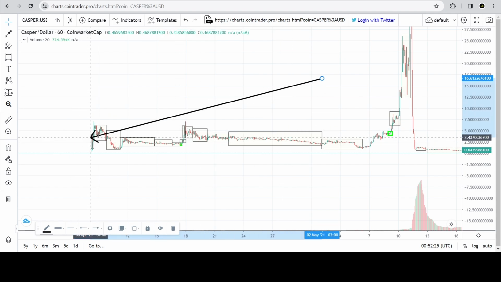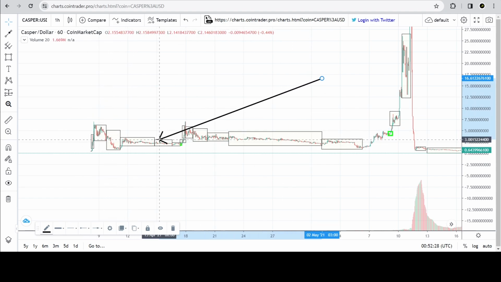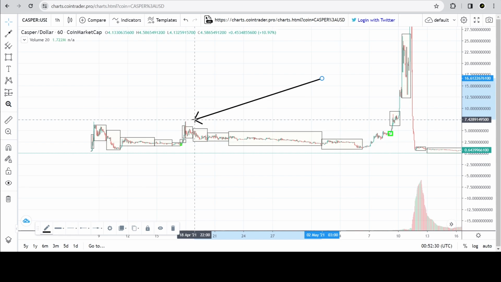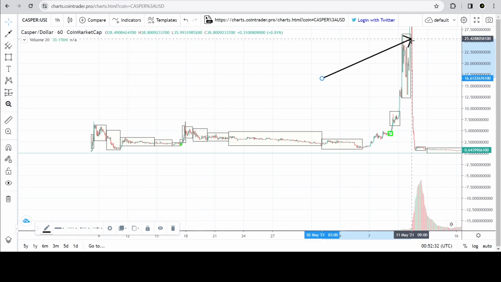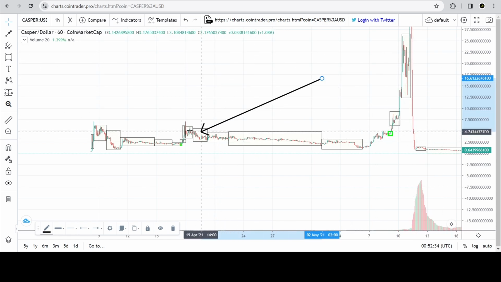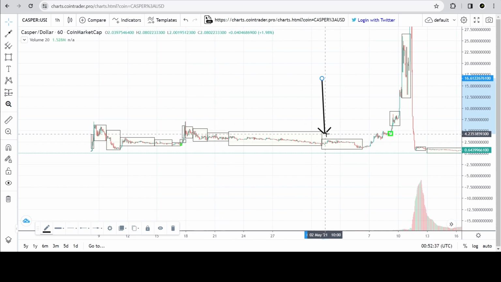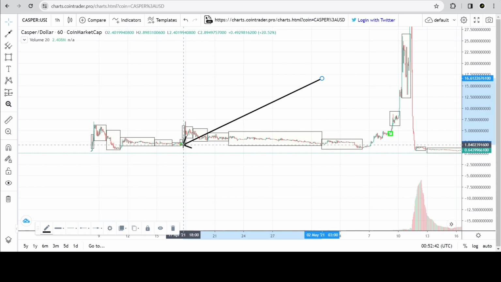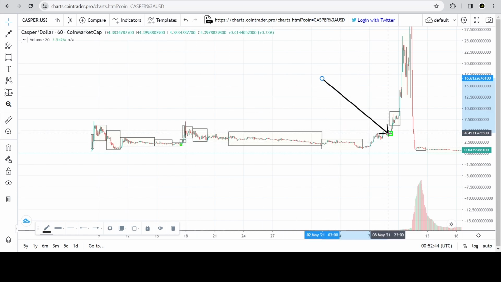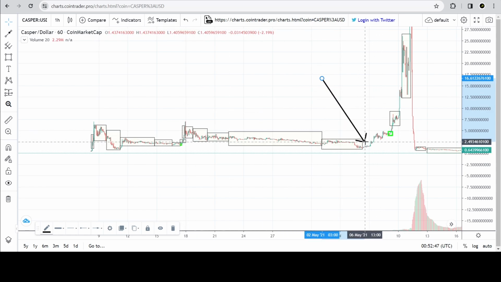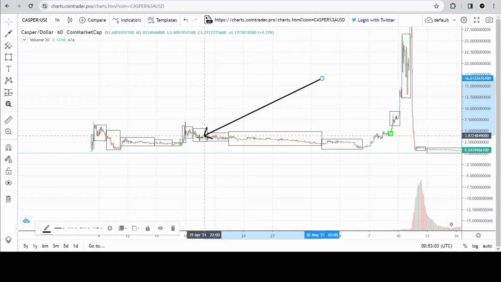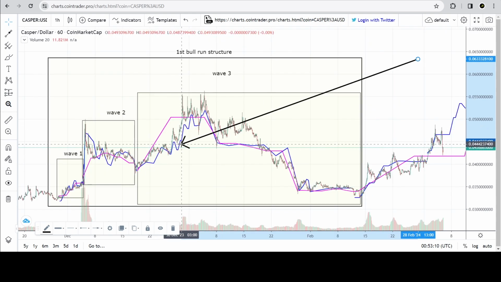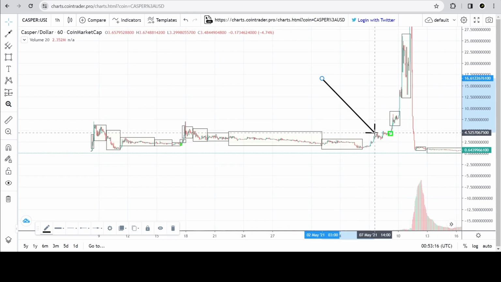Each of these boxes represents a fractal. So Casper has, since this decline, now TradingView starts with the decline right here, gone through all of these different parts of the structure. So we are now in this little box right here, or if you will, this part right here. This is the first part of the bull run structure. Let's jump back to where we are today. So this pink fractal comes from over here, and this blue fractal comes from over here.